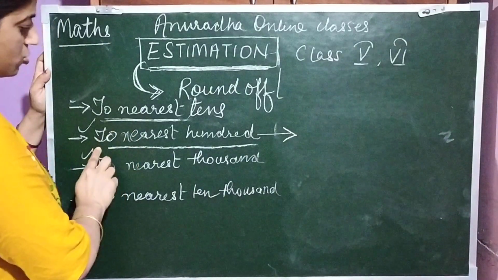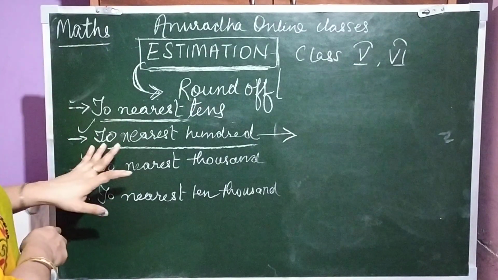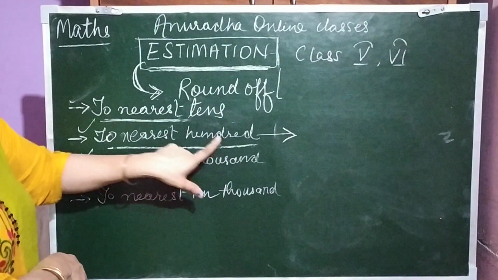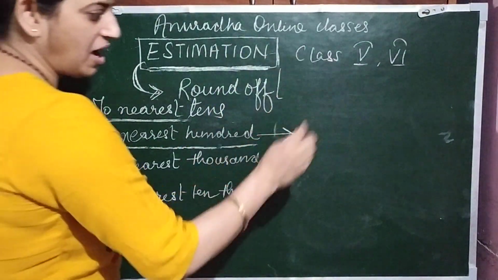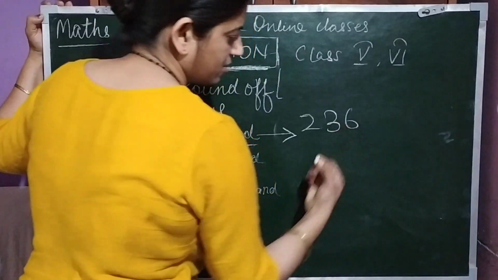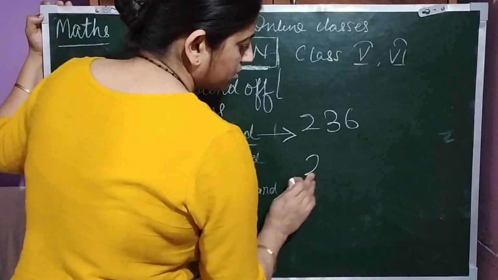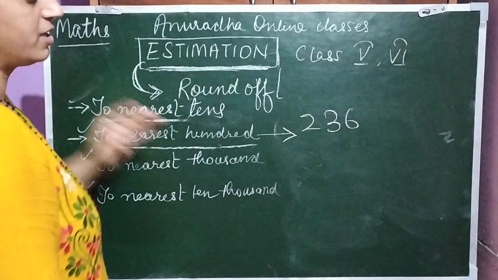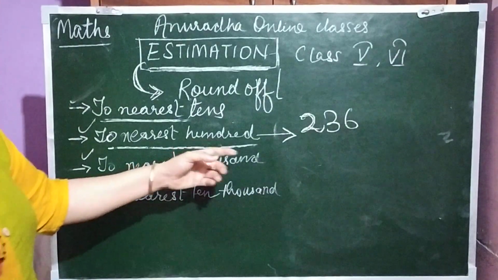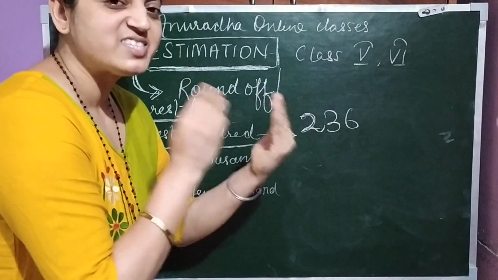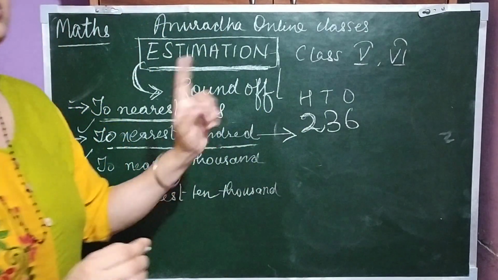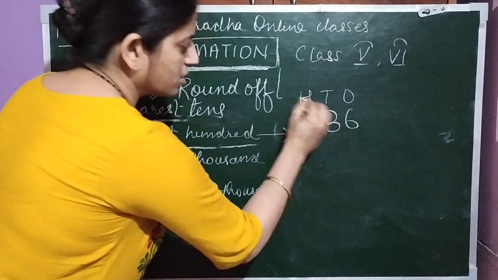So children, let us come to the next one, that is you have to round off the number to nearest 100. I have taken one small number, that is 236, right? You have to round it off to nearest 100. Now which place is the 100 place? See, this is 1's place, this is 10's place, this is 100 place. So you have to circle the 100 place.